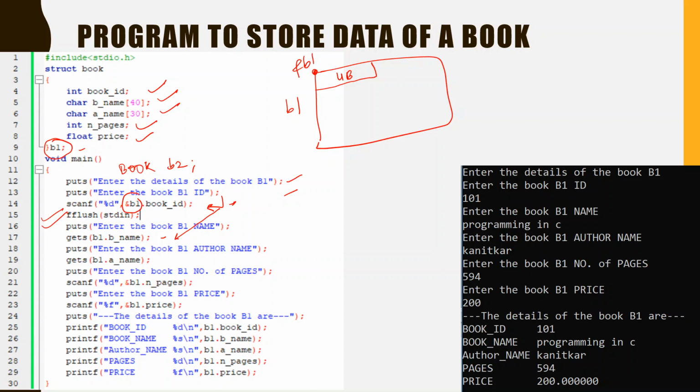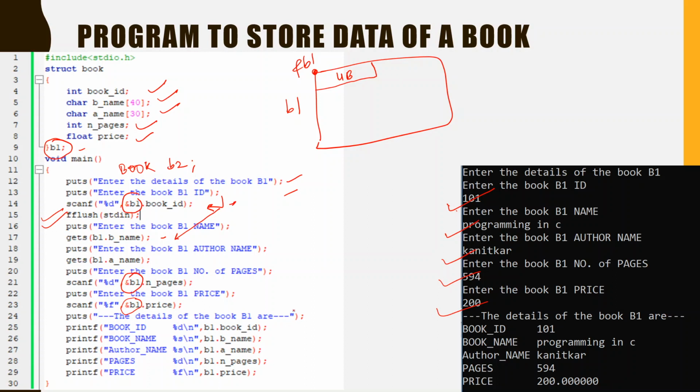In gets we directly give the address of the value. So b1 dot b name is written directly here. b1 dot b name is a string, so you can directly take it with the help of gets. Then we take the name of the author, that is gets b1 dot a name. So this is the book id taken, this is the book name taken, this is the author name taken, then this is again percent d. Every time with percent d you have to write ampersand b1. This is the number of pages taken, and this is ampersand b1 dot price, the price of the book which is taken.